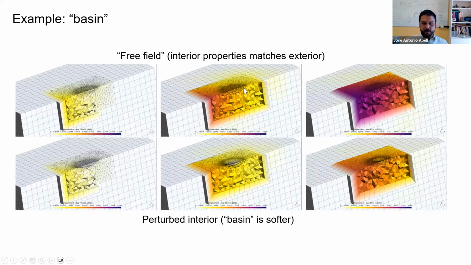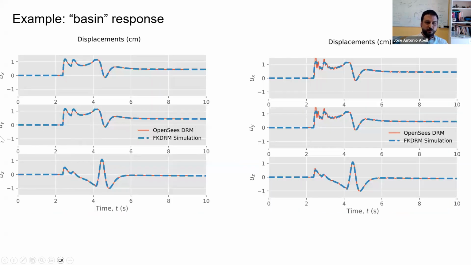So if we go into the response of the little center at the top of the surface, if there's no perturbed free field motion, you get that the OpenSees solution matches the ShakerMaker solution. FKDRM used to be the old name of the library, but this is ShakerMaker. So both match. But if you introduce the perturbation, the change in the shear wave velocity inside the basin, you get mismatches. And you also get outgoing waves from the DRM domain.